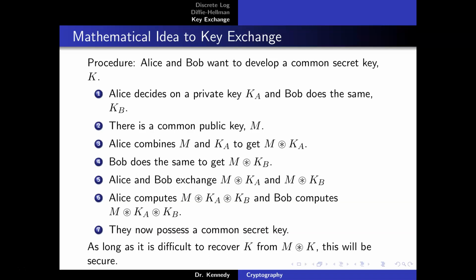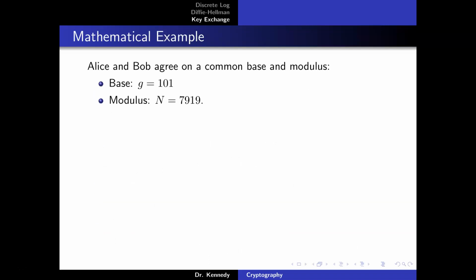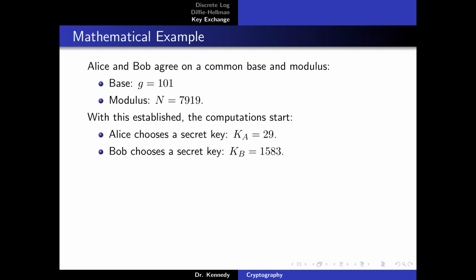All right. So let's look at a mathematical example. We're going to start with some common information, namely a base value and a modulus value. The base value is going to be 101. The modulus is 7919. Everybody knows this. Alice and Bob know it, and anybody who wants to listen in can know it. That's fine. Once that's done, Alice chooses a secret key. In her case, it'll be 29. Bob's going to choose a secret key. In his case, he decides he wants a larger number. He's going to take 1,583.